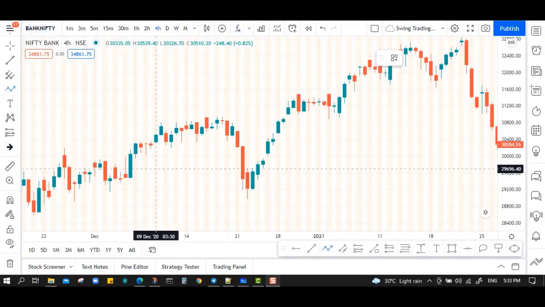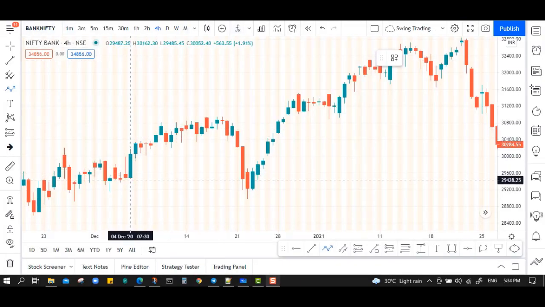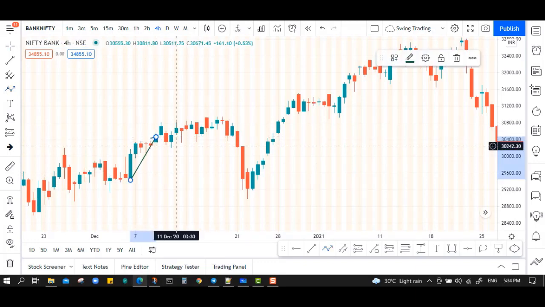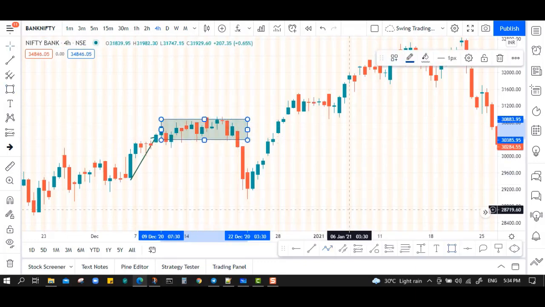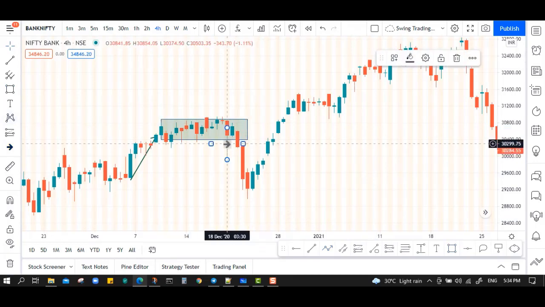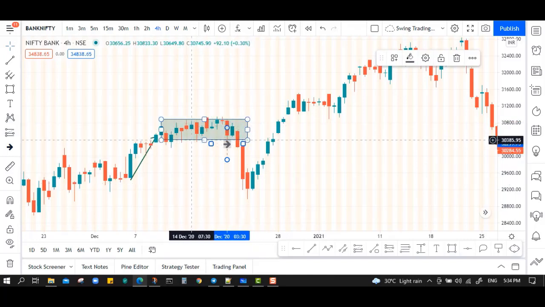So you can see a sample example in this Bank Nifty chart. There is a rally here. Okay, then it created a base. So once a breakout is done, the market fell down. Means a rally, base and drop. So this area is nothing but a supply zone.